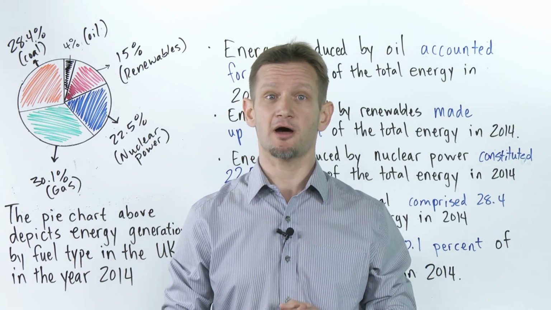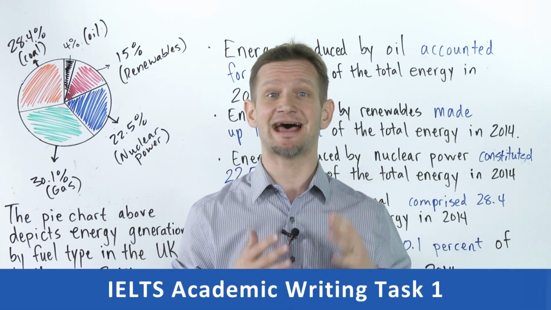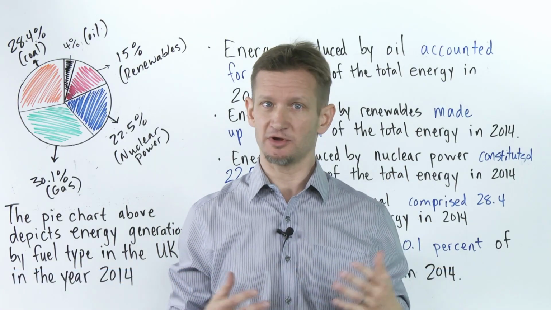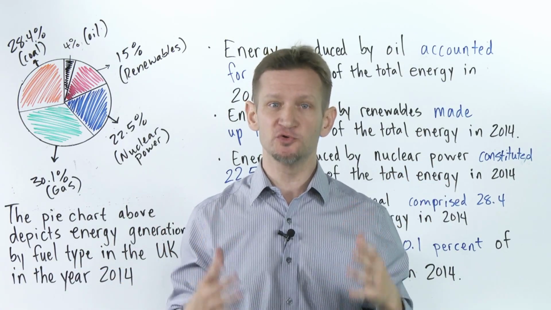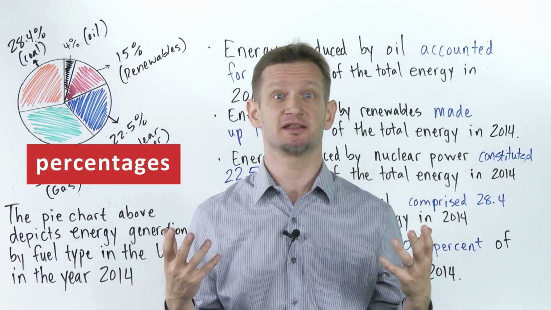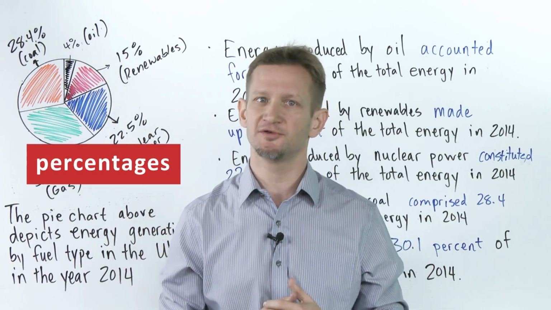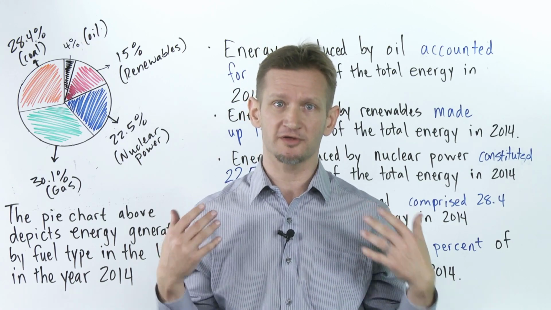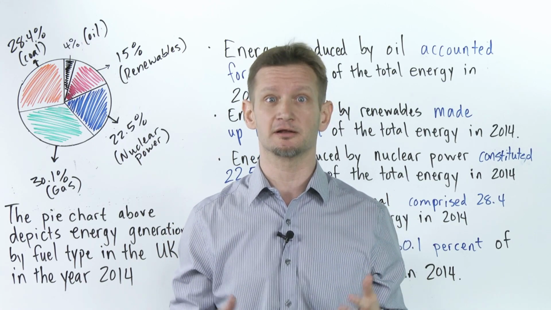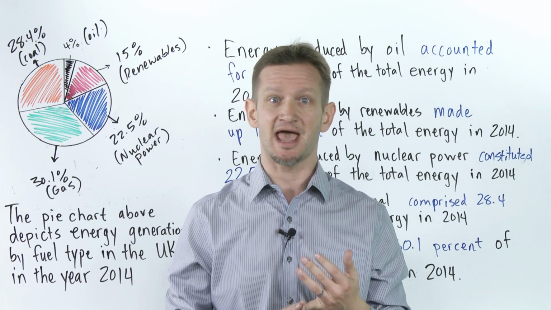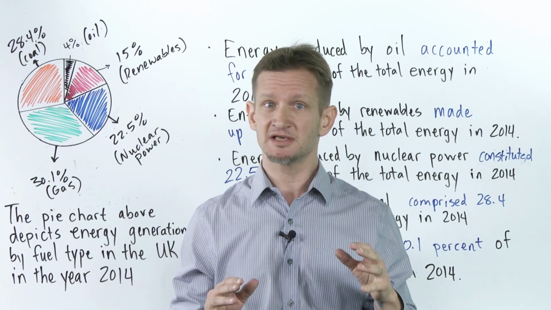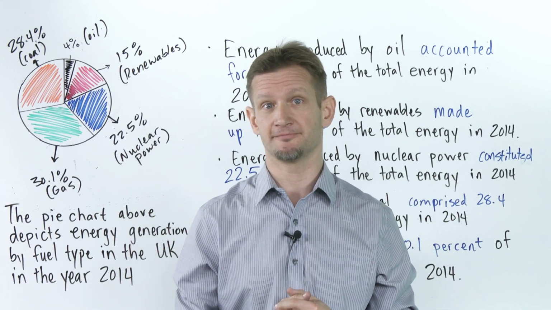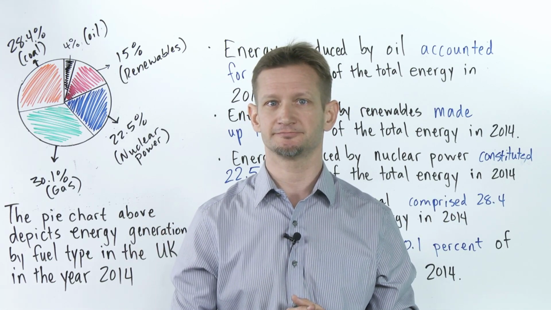Today we're going to continue talking about IELTS Academic Writing Task 1. Today we're going to talk about percentages. Now when you see a pie chart, usually you're going to see percentages. And a lot of students get confused about this. They don't know exactly the right way to talk about percentages. So what I want to do today is tell you very clearly how we talk about percentages, and I also want to give you some options so that you can diversify your vocabulary and score the best that you can. All right, let's get started.